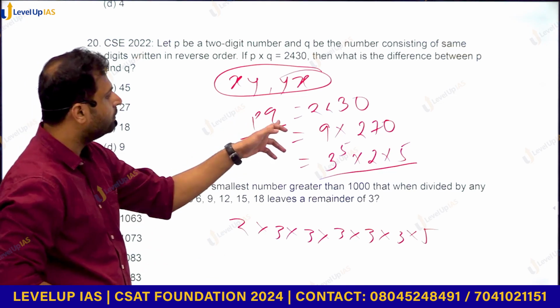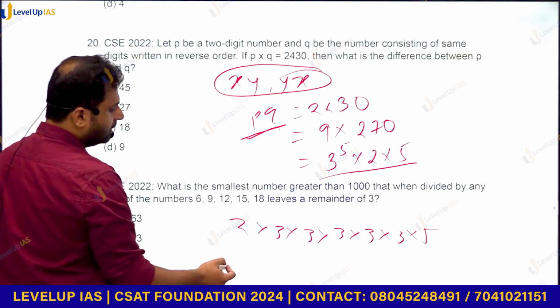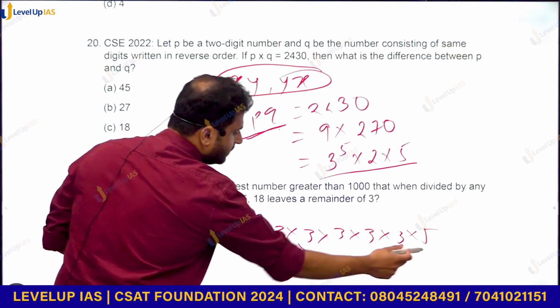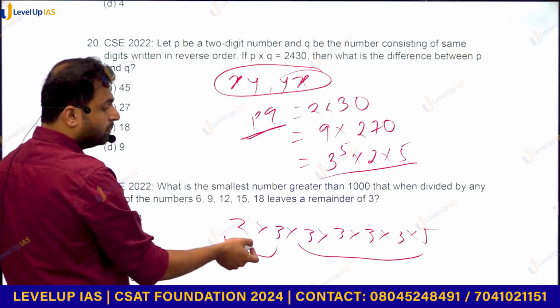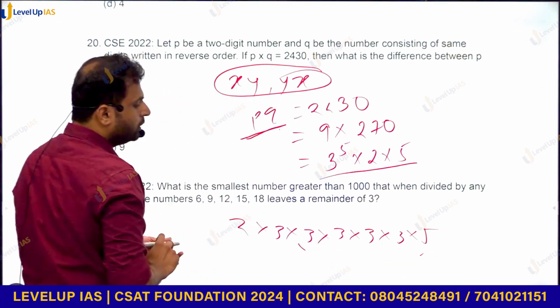One group would be p, one group would be q, and p and q have to be like x, y, y, x. So you just check, can it be this? No, this is just a single digit number, so that is not allowed. We want both of them to be two digit numbers.